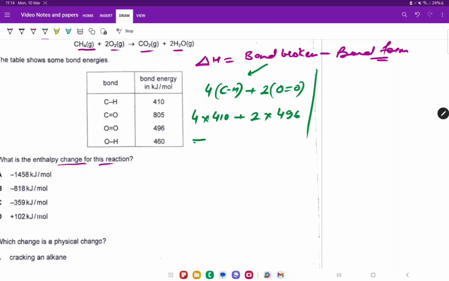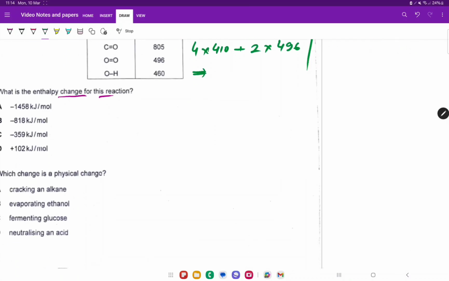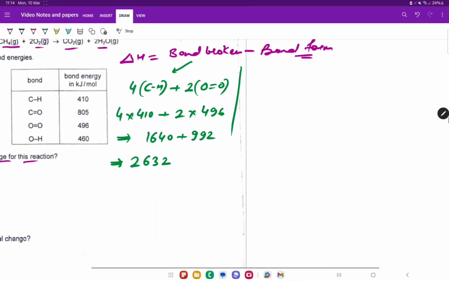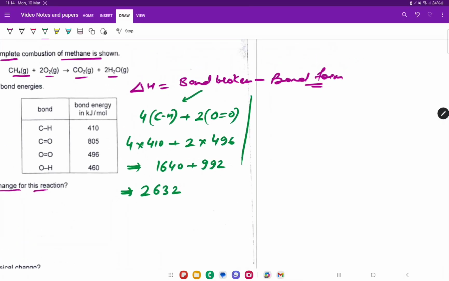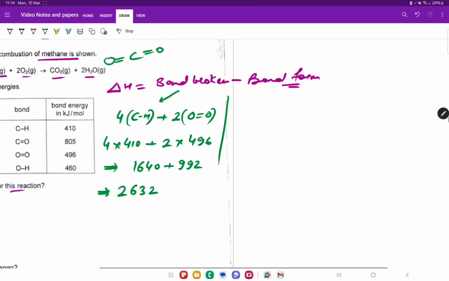The bond breaking energy comes out to be 1640, that is 4 into 410, plus 992, and that total comes out to be 2632 kilojoules per mole. As bonds are formed, a bond is formed in CO2, and CO2 is O double bond C double bond O. That is, one carbon dioxide contains two C double bond O bonds.